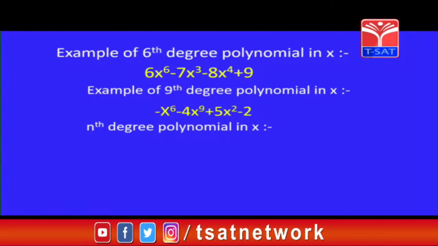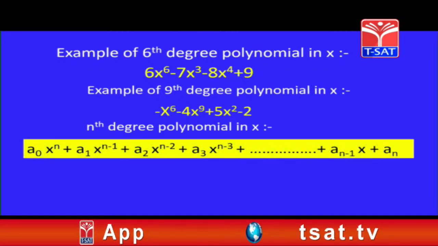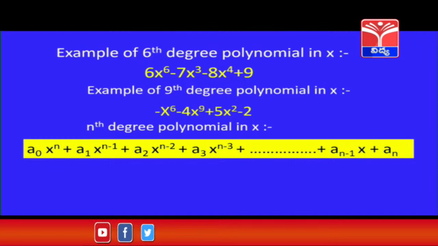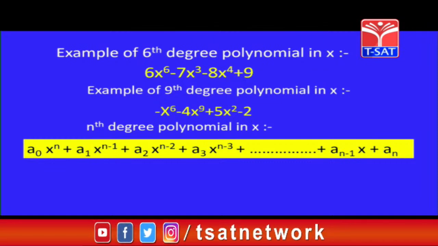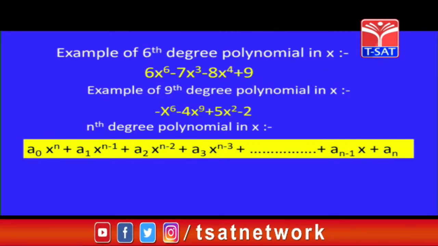Now I am going to write this nth degree polynomial. Try to understand and try to read. So here I have taken the coefficients as a0, a1, a2 up to an minus 1 and an. a0 x to the power of n plus a1 x to the power of n minus 1, and all possible terms. If we write this, it is the general polynomial of x.